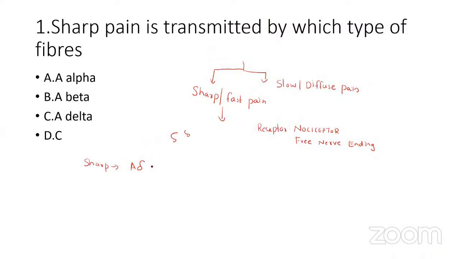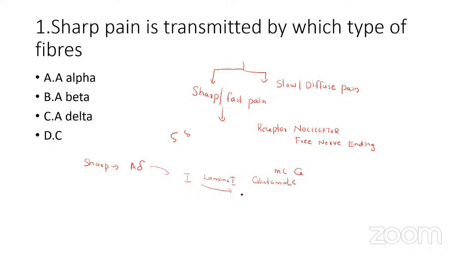Sharp pain is from these A delta fibers. They finally terminate in which part of the spinal cord? Lamina 1 of spinal cord. From the lamina 1, the second order neuron originates. In the pathway, we have first order neurons, second order neurons, and third order neurons. Here, it terminates in the lamina 1. So, which is the neurotransmitter? It's another important MCQ. Glutamate. In case of sharp pain, glutamate is the neurotransmitter.